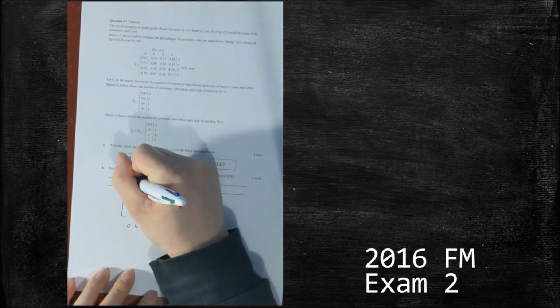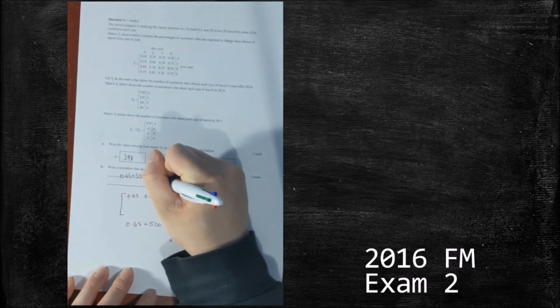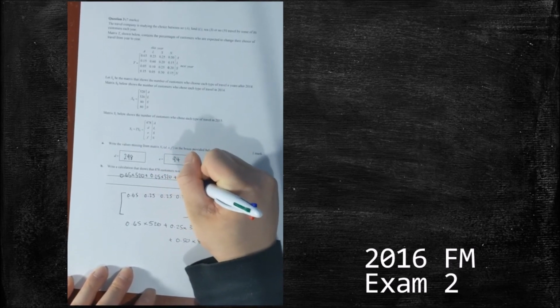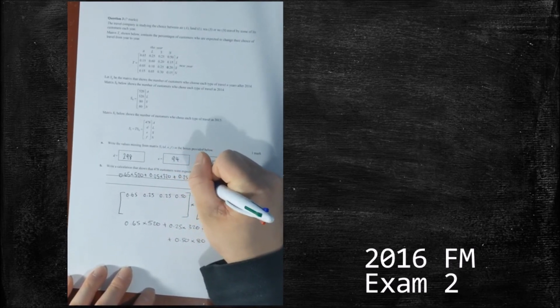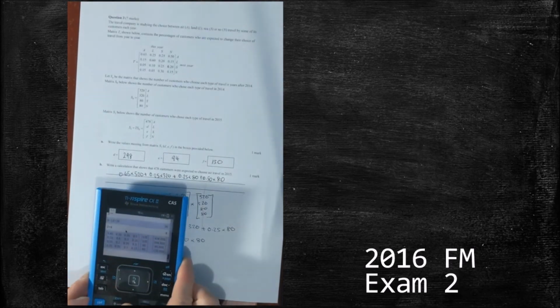So the answer would be 0.65 times 520, plus 0.25 times 320, plus 0.25 times 80, plus 0.5 times 80. Now the question says write a calculation, so we'll leave it at that. But always good to check your answer.